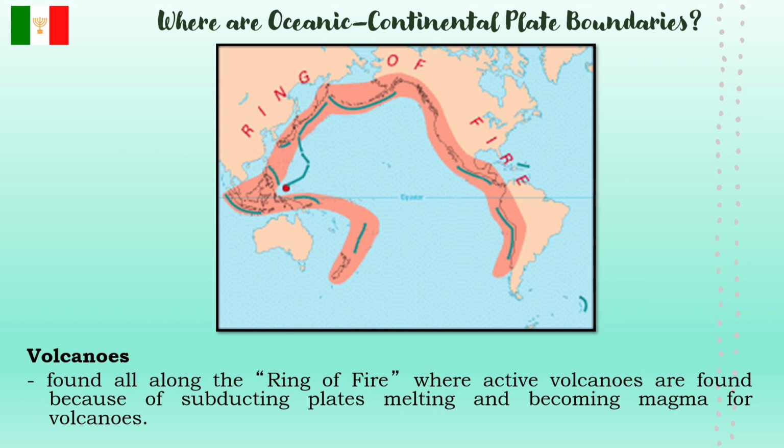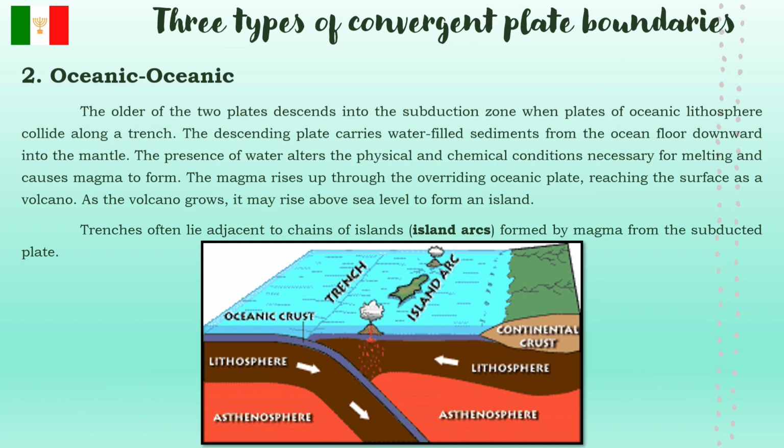As you can see, volcanoes found along the Ring of Fire, where active volcanoes are found because of subducting plates melting and becoming magma for volcanoes. The next type, anak, ng convergent plate boundaries ay ang oceanic to oceanic. So ito na yung pagtatagpo ng dalawang oceanic lithosphere.